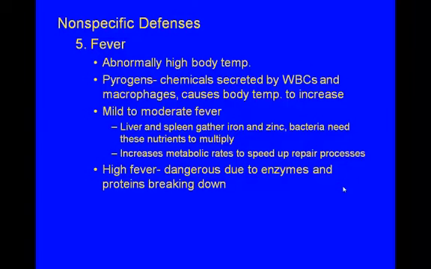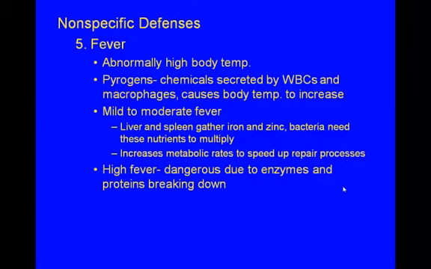Fever. Fever is an abnormally high body temperature. You have pyrogens. Pyrogens are chemicals secreted by white blood cells and macrophages, and they are what cause the body temperature to increase. Now, a mild to moderate fever is essential in helping the immune system because what it causes is the liver and spleen to start gathering iron and zinc. Now, that's important because bacteria need these nutrients to multiply. It also increases the metabolic rates to speed up any repair processes.